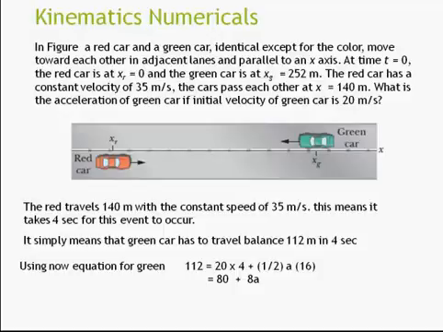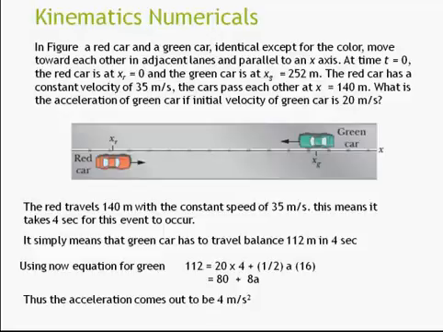The green car travels a distance of 112 in 4 seconds. So now the equation gives us S is equal to ut plus half at square. Our S is 112 meter, u is 20 meter per second, t is 4. We use the formula: 112 is equal to 20 into 4 plus half a into 16. We get 8a is equal to 32, which gives the acceleration as 4 meter per second square. In the previous question, the green car was moving with constant velocity. In this case, the car is moving with some acceleration and we had to find the acceleration.